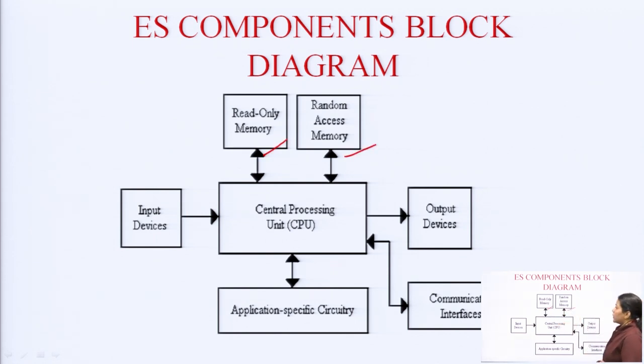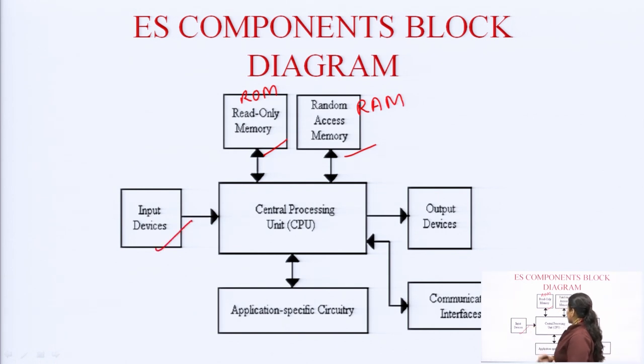These are the memory units: read-only memory, that is ROM, random access memory, that is RAM, input devices, output devices, now application specific circuitry and communication interfaces. So, application specific circuitry works according to the application for which the embedded system is being used. And communication interfaces are very important to communicate between the various devices being used in any embedded system application.